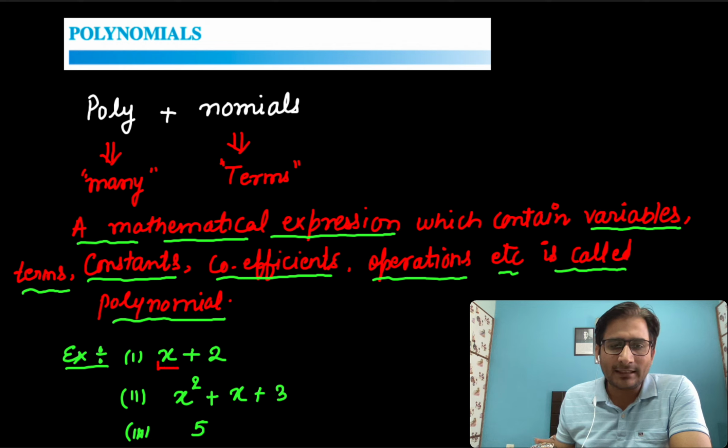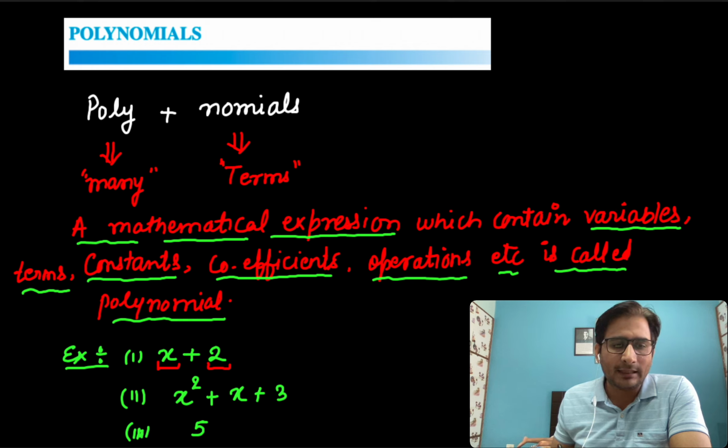And what is x here? X is called a variable. What is this 2? This 2 is called a constant, right? What is this plus? This plus sign is called an operation, right? And how many terms does this polynomial have? X plus 2 has 2 terms. The next term starts after a plus or minus sign, right?